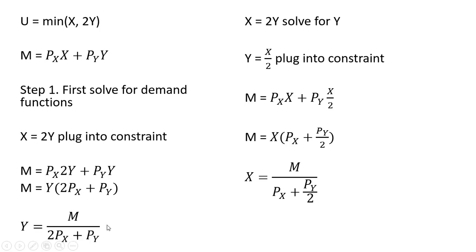Now doing a similar thing for good x, taking this x equals 2y, and this time solving it for y. y will equal 1/2 x. We're going to plug that into the constraint. So where we see y in the budget constraint, we're going to put in x divided by 2. And I'm going to factor out an x on the right-hand side. And now I'll just divide through by what's in parentheses, giving us the demand for good x.